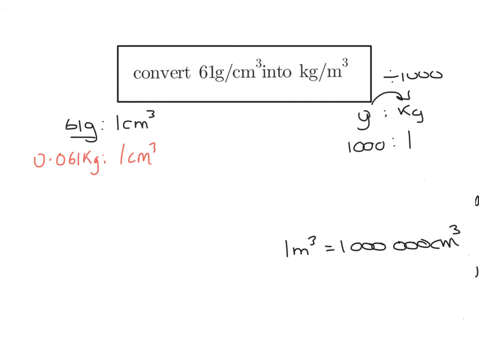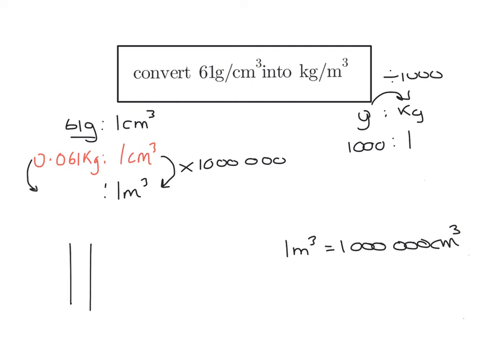So I want 1 metre cubed. Well, I need to think, how do I get from 1 centimetre cubed to 1 metre cubed? Well, actually, I need 1 million centimetres cubed. I need to times by 1 million, because I want 1 million of these to make 1 metre cubed. That means that if I'm timesing by 1 million on the right hand side, I need to do exactly the same on the left. I need to times by 1 million.